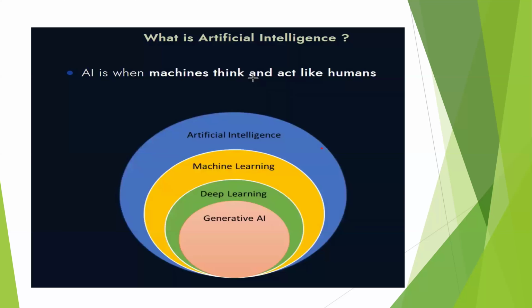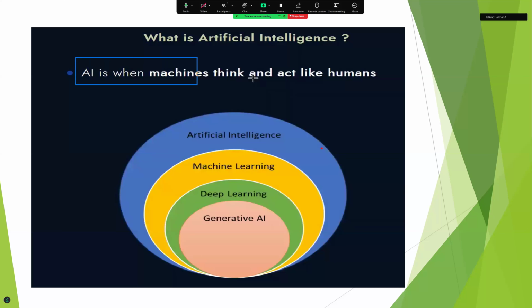Now have a look. The simple definition: AI is when machines think and act like a human. AI enables machines to think, learn, and act based on input. Another definition: AI enables machines to think and learn and act based on response. It will act like a human, that is called AI.